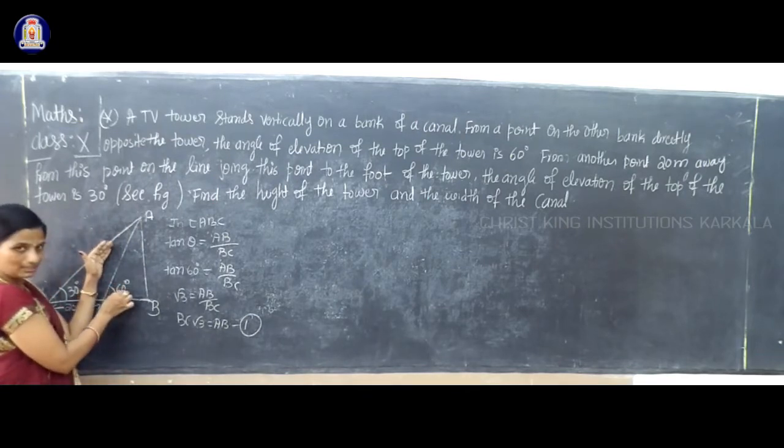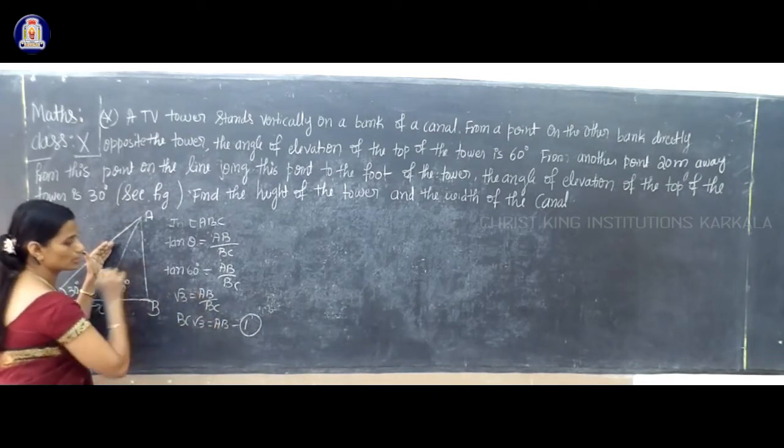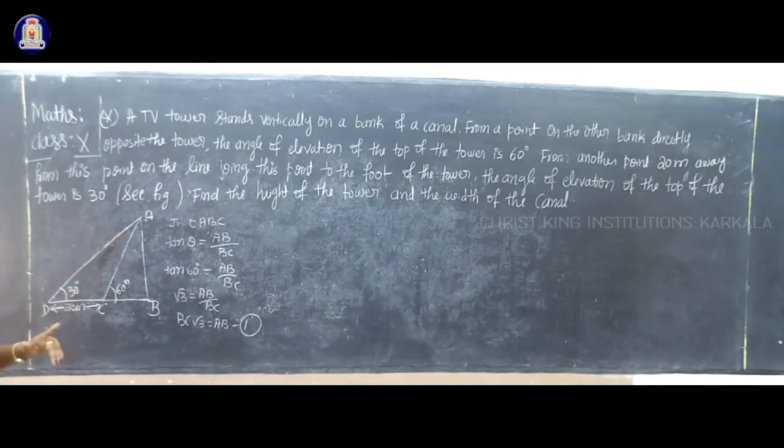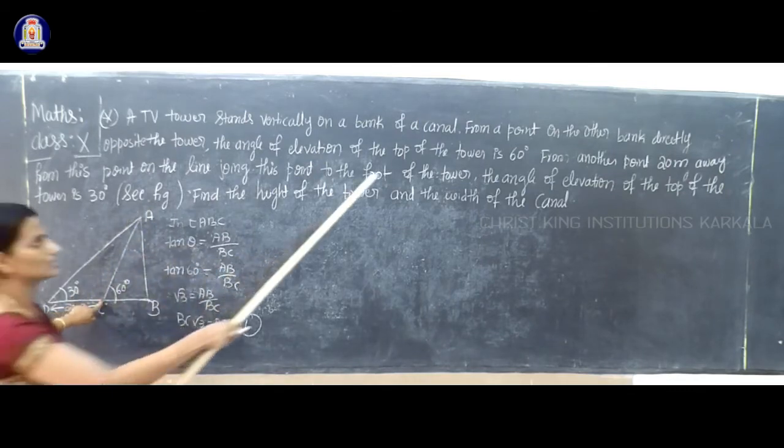So tan theta, that is 60 degree. So equation number 1. Now we complete that figure. So one angle we got. From this point to the top of the tower, the angle of elevation is 60 degree.